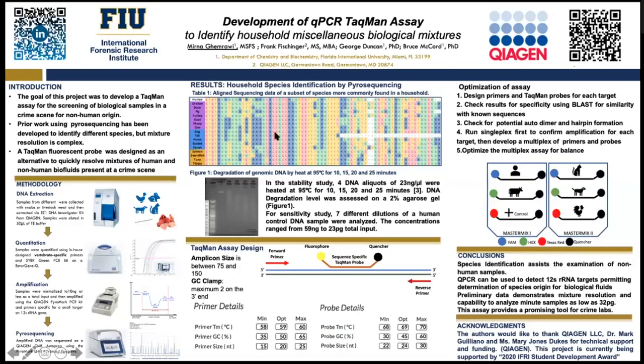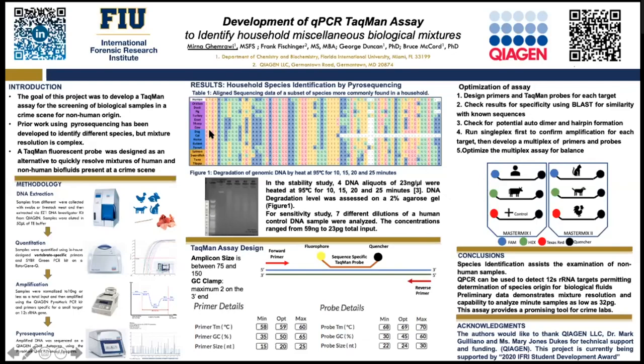So it's a small target, a total of 104 bases. It's a short fragment, and that can tell you the difference, or identify human versus other species. I've listed some of them here.